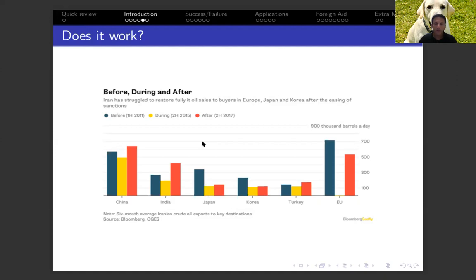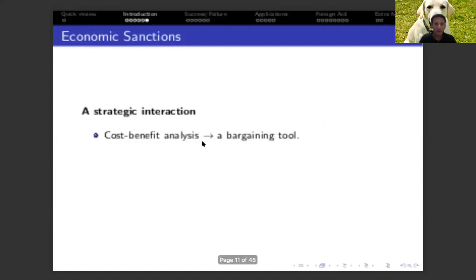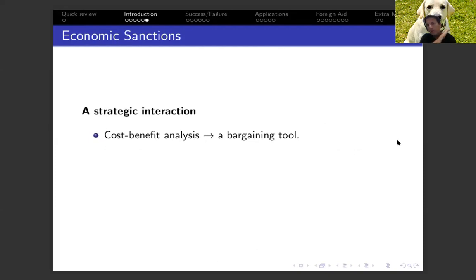So one way we can view the policy of sanctions is as a bargaining tool between actors in a strategic interaction, in which each side of this interaction behaves in a rational sense and engages in a cost-benefit analysis of the situation. So every side of this interaction, the sender state, the one that imposes the sanctions, and the target state, both of them engage in a rational cost-benefit analysis of the situation, and they will decide how to behave.